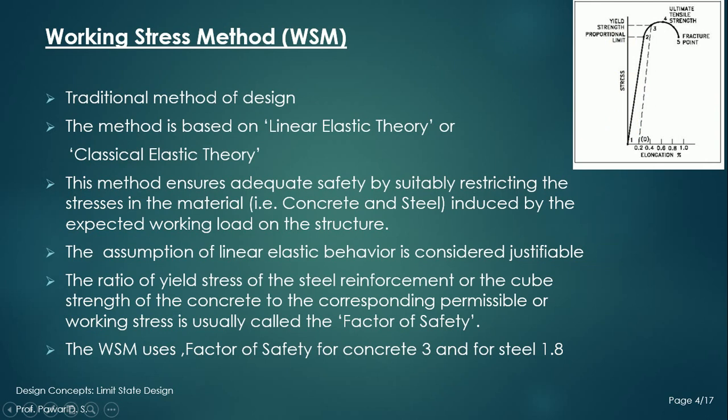The ratio of yield stress of the steel reinforcement or the cube strength of the concrete to the corresponding permissible working stress is usually called the factor of safety. The WSM, that is working stress method, uses a factor of safety of 3 for concrete and 1.8 for steel.